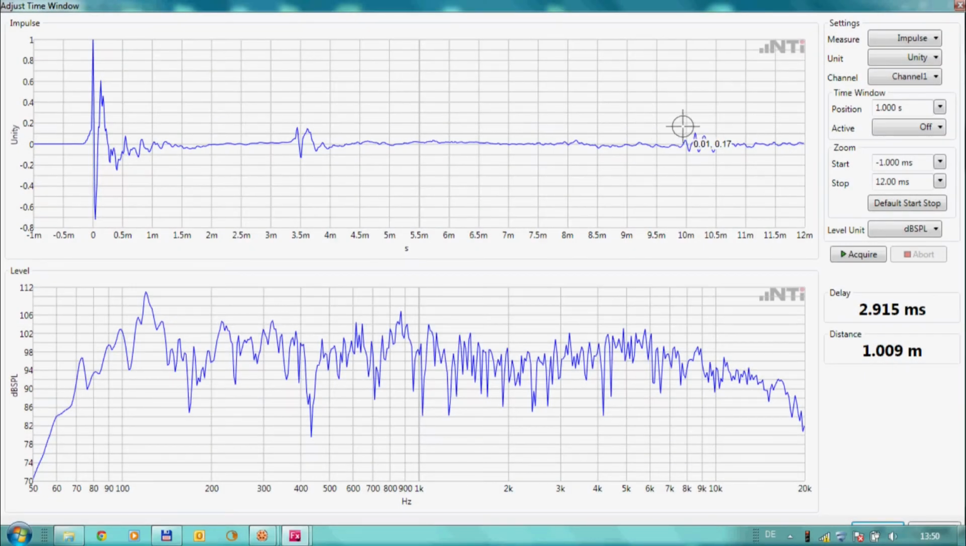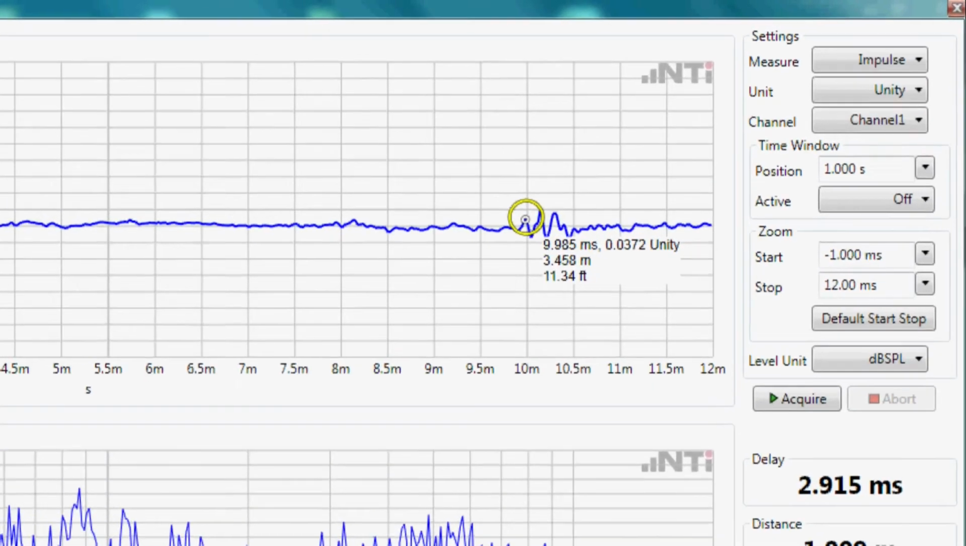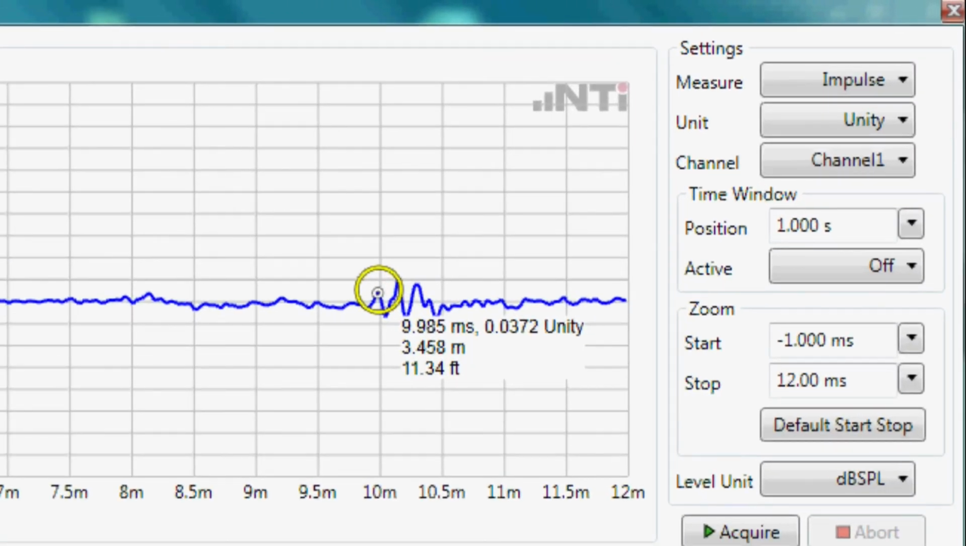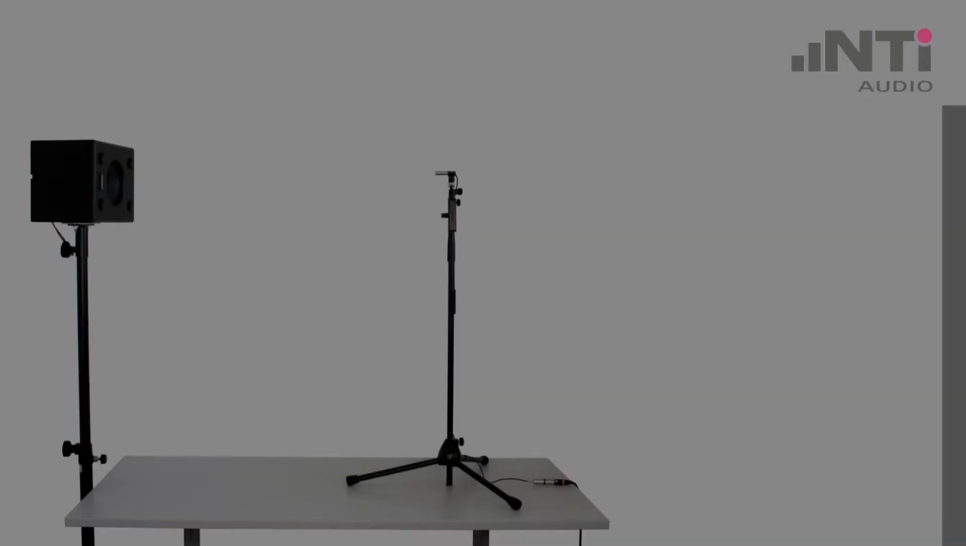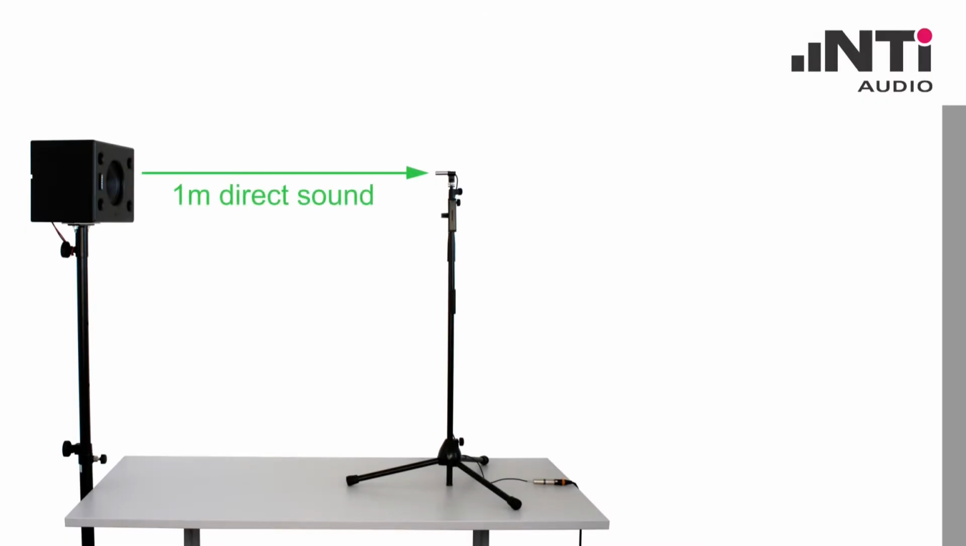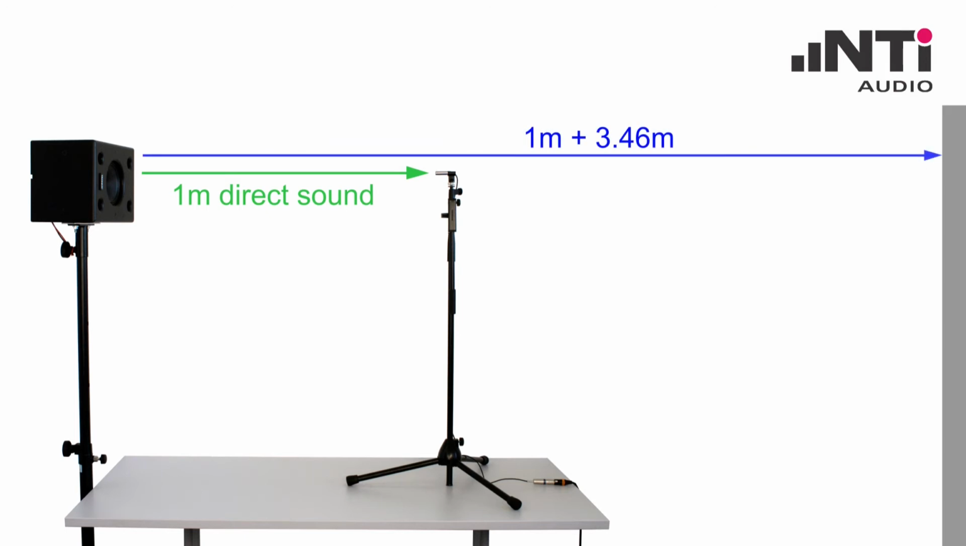Let's repeat the analysis for the second reflection. In the impulse response graph, we see that the reflection arrives at the microphone 10 milliseconds after the direct sound, equivalent to a 3.46 meter longer distance. The total travel length of the second reflection is therefore 1 plus 3.46 equaling 4.46 meter. In the setup, we see that this is the sound that bounces back from the wall behind the microphone.